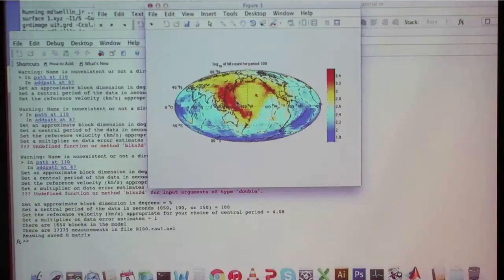Hang on, let me ask that because I think it should be fine. I just set the path. I added the path here. That problem over there probably means that you don't have the right mapping toolbox.